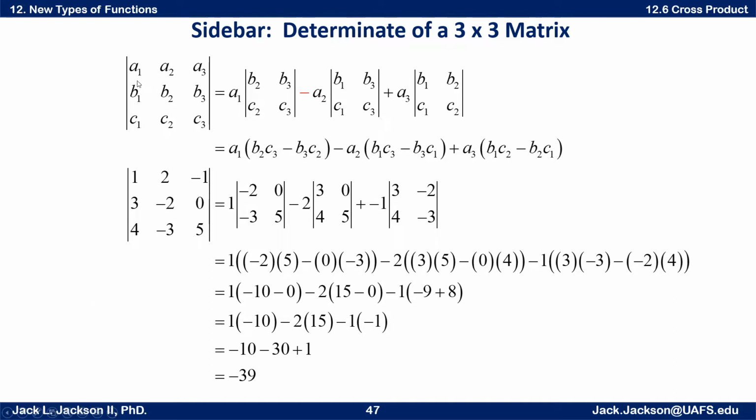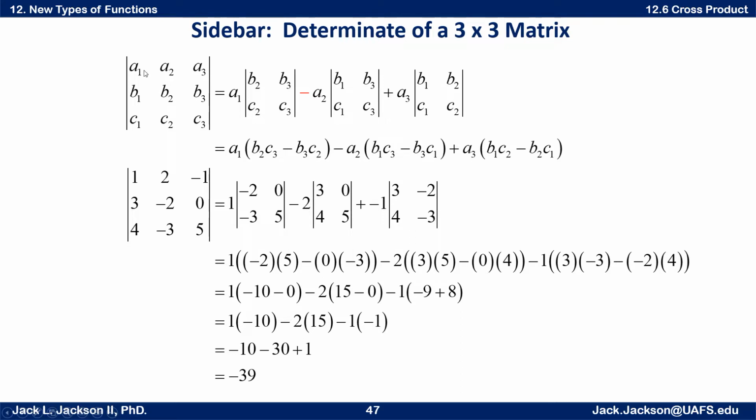So here we have a 3 by 3 matrix and its determinant. The matrix is A1, A2, A3 for the first row, B1, B2, and B3 for the second row, and C1, C2, and C3 for the third row. Okay, and I'm going to show you a method called expanding by minors.